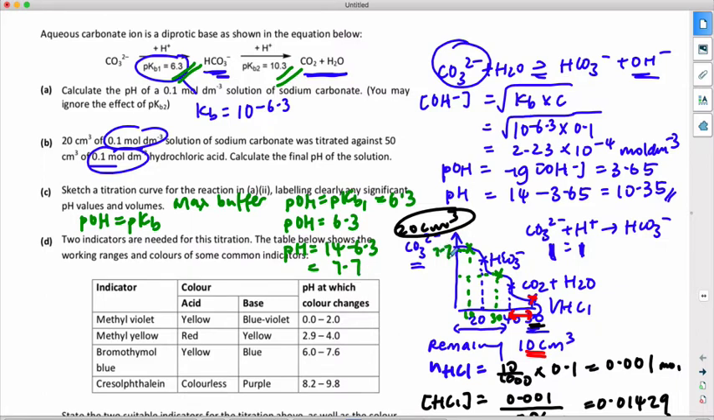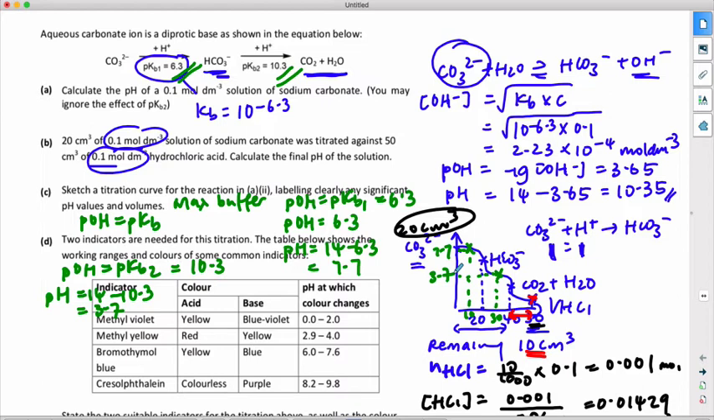For the next max buffer, you can do the same thing. pOH equals pKb2, which equals 10.3. So pH equals 14 minus 10.3. That gives you a value of 3.7. So these are the 2 important points that we expect you to write down. Alright, let's look at the last part.